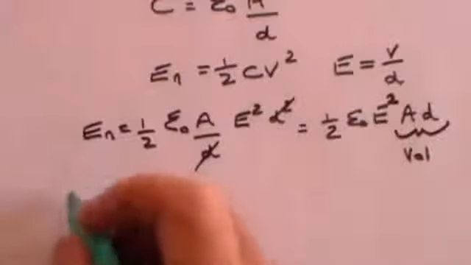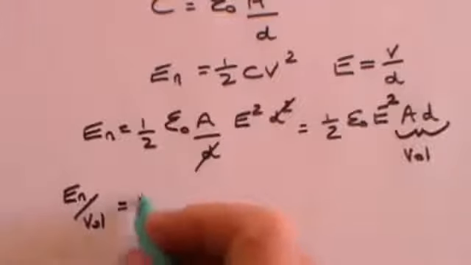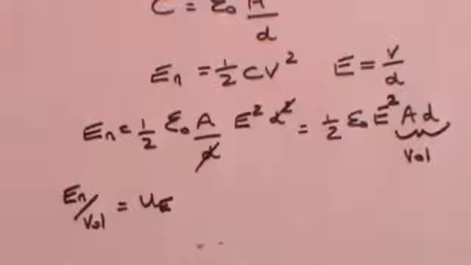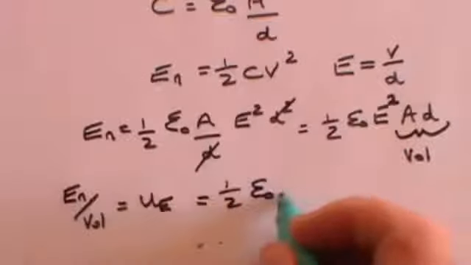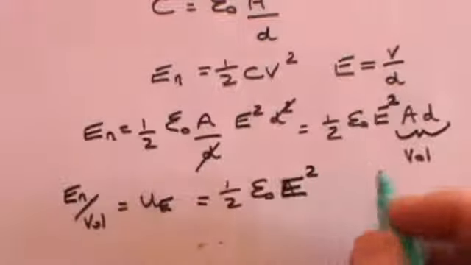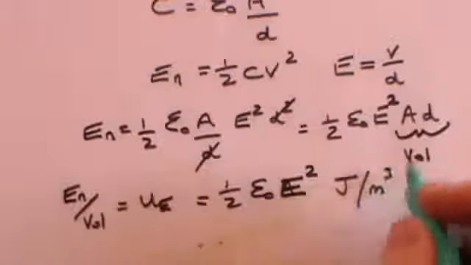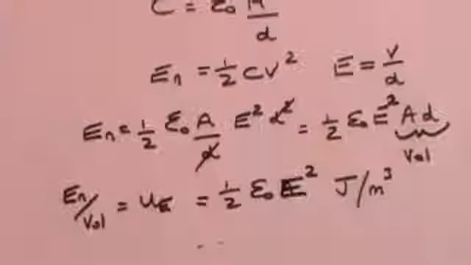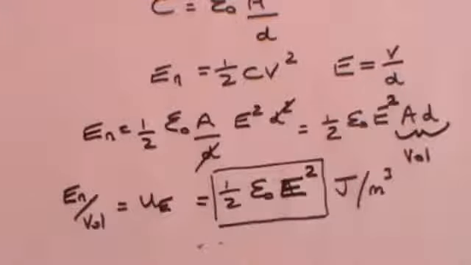So now we can create a new concept, which is energy per unit volume. So energy per unit volume, which we'll call U_E. So this is the electric energy per unit volume, the electric field. That's going to be 1/2 epsilon naught E squared. And that will be measured in joules, which is the measure of energy, per meter cubed, which is the measure of volume. So this is the energy contained or stored in an electric field in a capacitor.